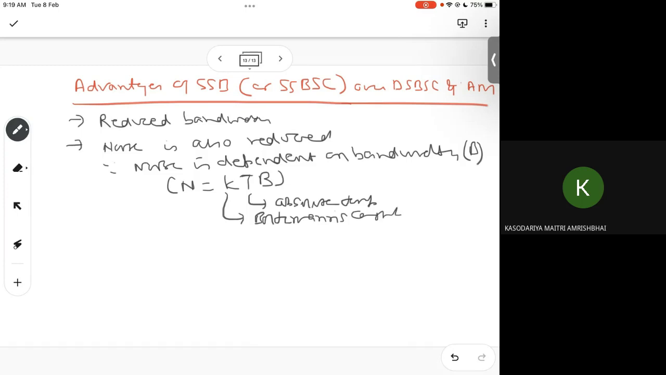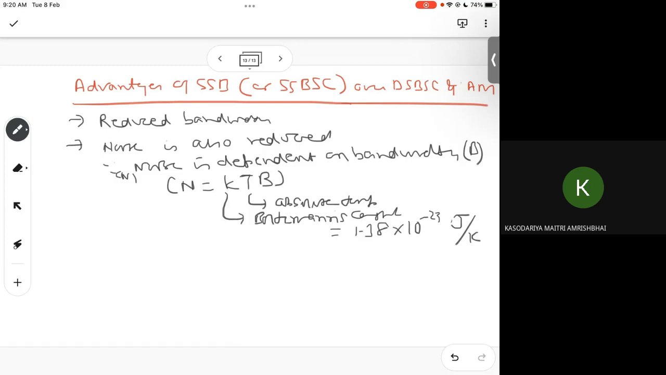And N is noise, and K is the Boltzmann constant. We know it is 1.38 times 10 to the power minus 23 joules per Kelvin. This you must be knowing, but we'll discuss this later on. So noise is dependent on the bandwidth. The larger the bandwidth, the larger the noise. So that will be a challenge. Nowadays we want more bandwidth, but it is also more noisy. So here the noise is also reduced by a great amount, and because of that, these are the two main advantages.